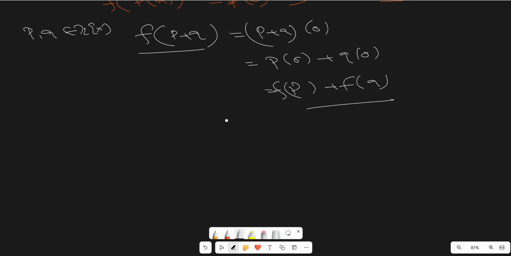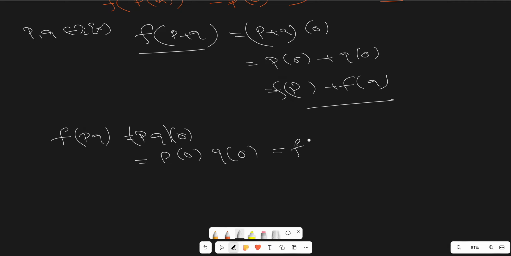What about the second, f of pq? This is pq at 0, which is p at 0 times q at 0, which is f of p times f of q. So f is a homomorphism.